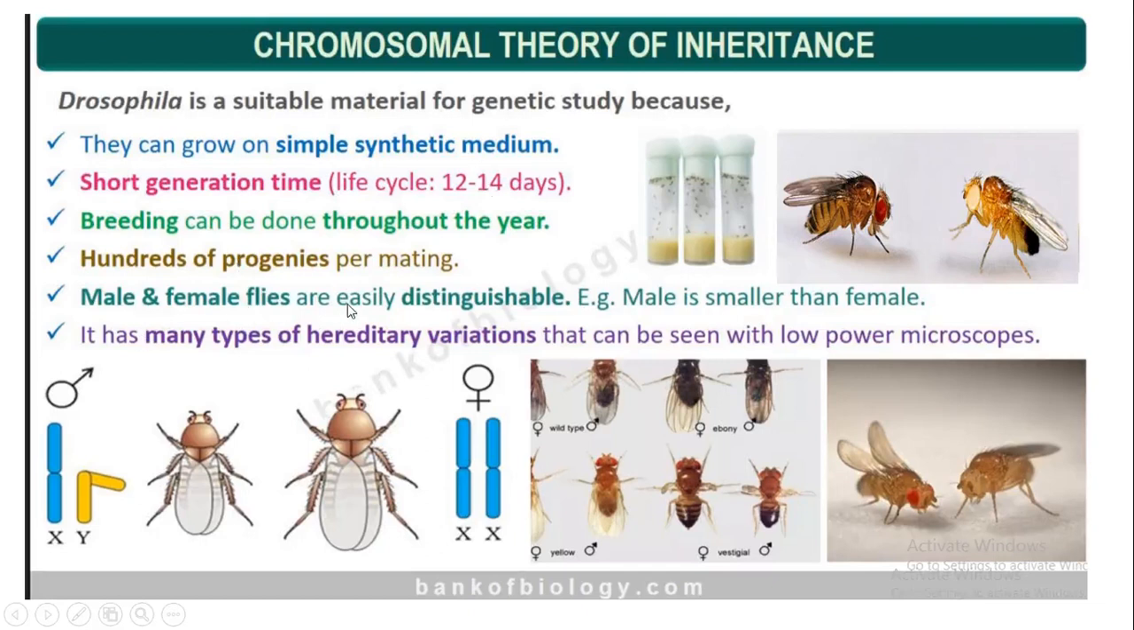Male and female வந்து easily distinguishable. Male is smaller than female. Okay, so these are the advantages why they have chosen fruit fly for the work. Okay, and many types of variations you can see under the microscope, வச்சு அதோட morphology வந்து ஈஸியா ஐடென்டிஃபை பண்ண முடியும். Okay, these are the important reasons.